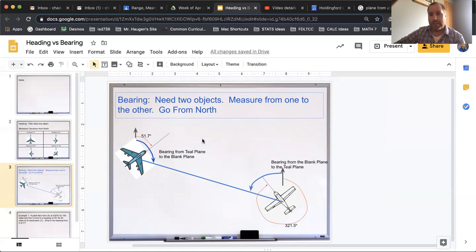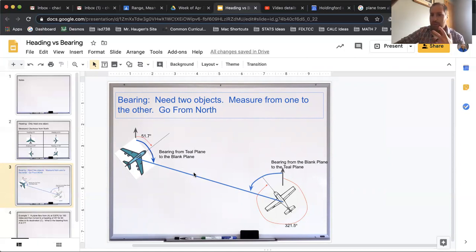To find a bearing, you often need to know how far apart the planes are, or how far they have flown. You need some type of distance to help you figure it out, because we need to use either the law of sines or the law of cosines in order to do that. That's how we get the bearing of the plane from one object to another.